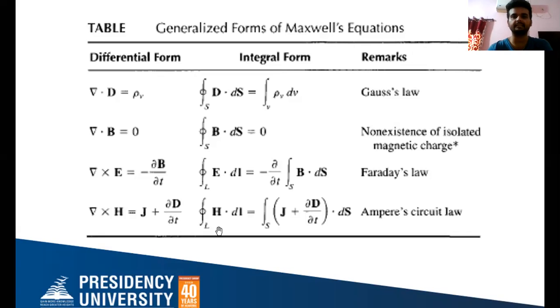Fourth one is ∇×H equals J plus ∂D/∂t. As I said, we have now included one more term, J_D, the displacement current density, in case of time varying field. So the integral form of Ampere's law gets modified: ∮H·dl equals ∫(J plus ∂D/∂t)·dS.